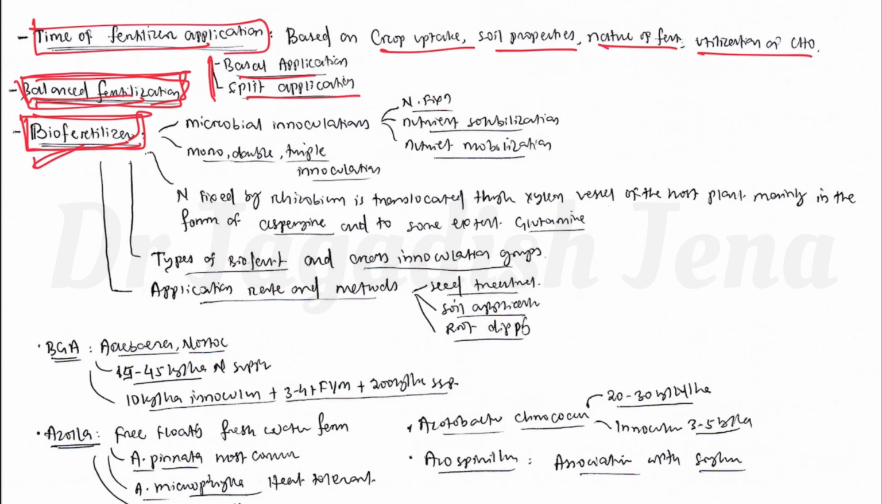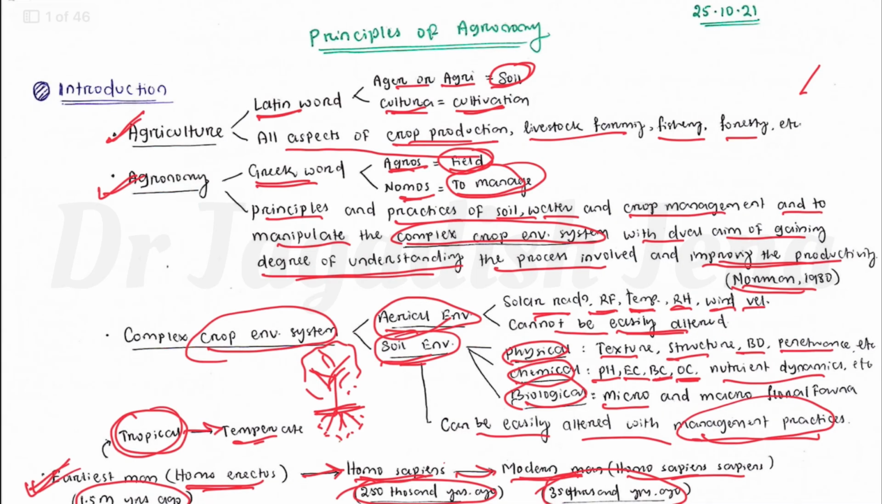So biofertilizers are of different types, like nitrogen fixing biofertilizer, phosphorus solubilizing biofertilizer, potassium solubilizing biofertilizer, phosphorus mobilizing biofertilizer, and micronutrient solubilizing or mobilizing biofertilizer. These are different types of biofertilizer. Basically, these are microbial inoculants, and as I was discussing, they are of different types: nutrient solubilization, nutrient mobilization, and nitrogen fixation. Okay, so wait a minute. I think the same problem persists again.